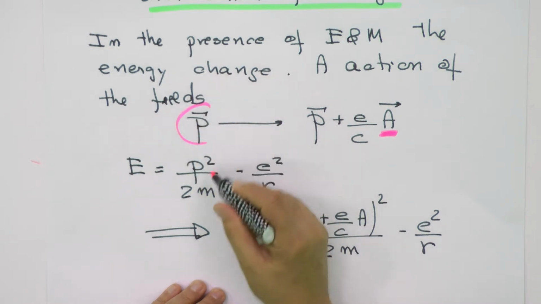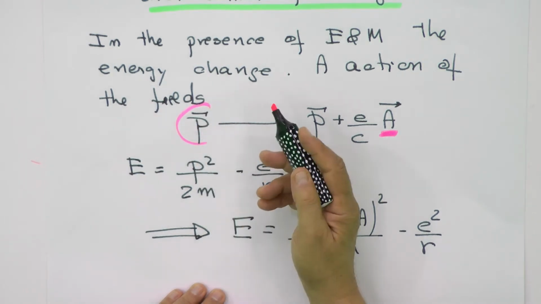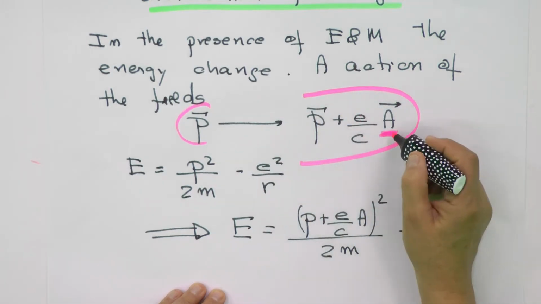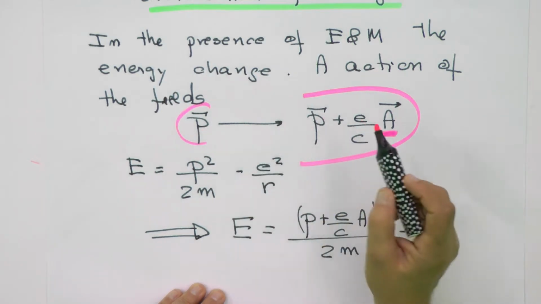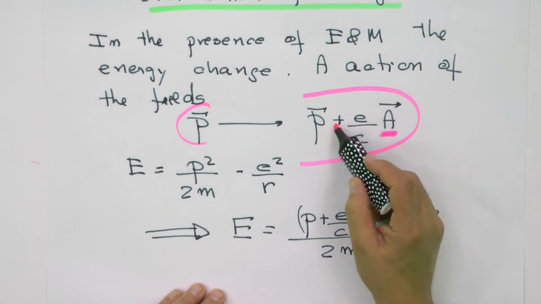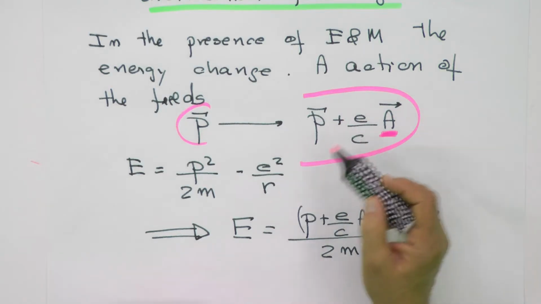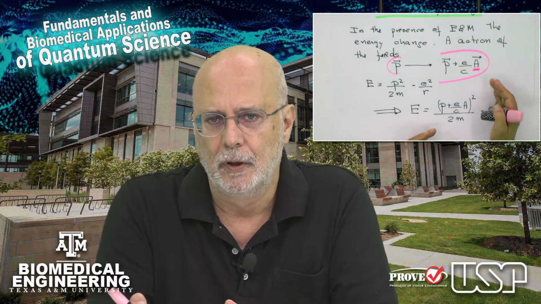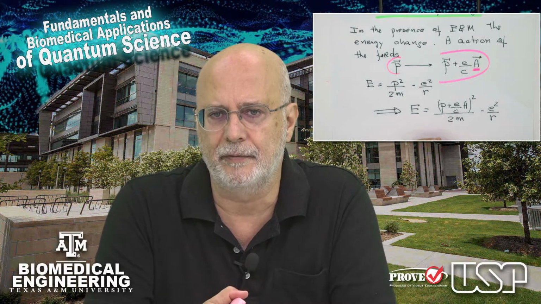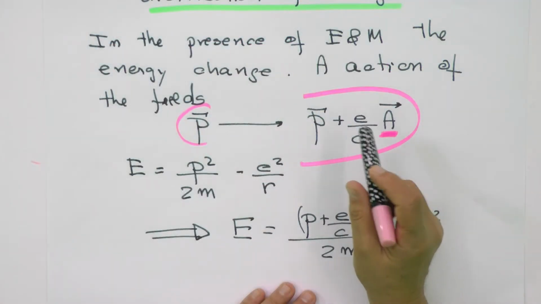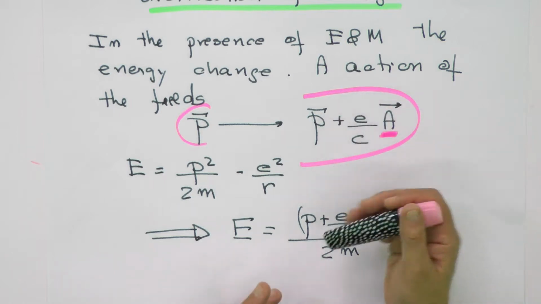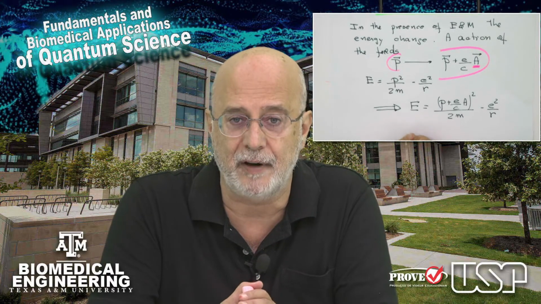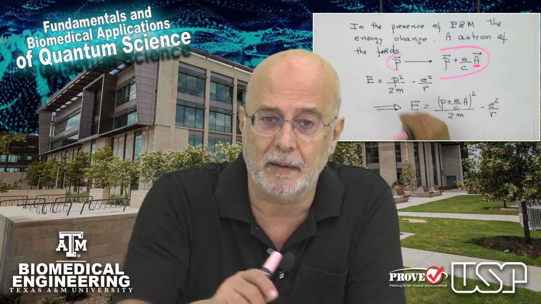Instead of using the conventional P, which we are used to, it takes the shape of P plus eA over c. When you replace the momentum of the electron by P plus eA over c, you are dealing now with an electron in the electromagnetic field. So all the consequences of the electromagnetic field must be in this transformation. This is the real momentum, the momentum that obeys the basic laws of classical mechanics, in fact. It's this momentum, not this momentum.